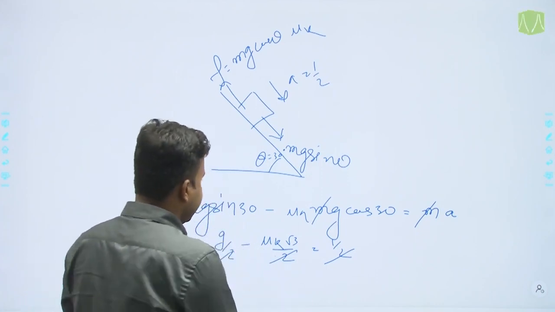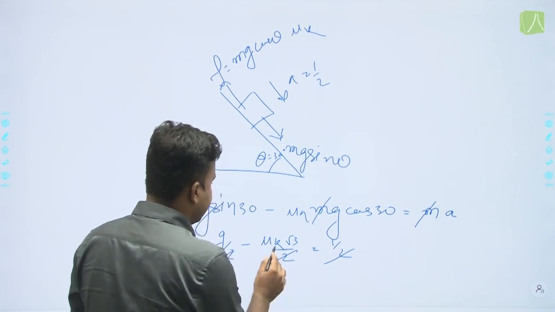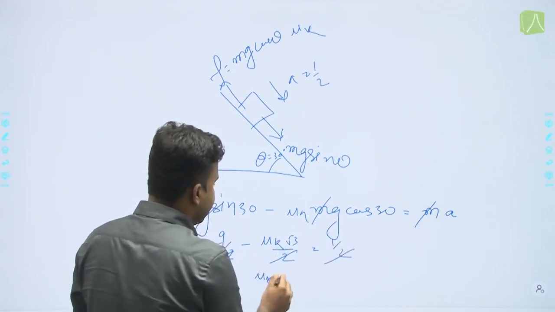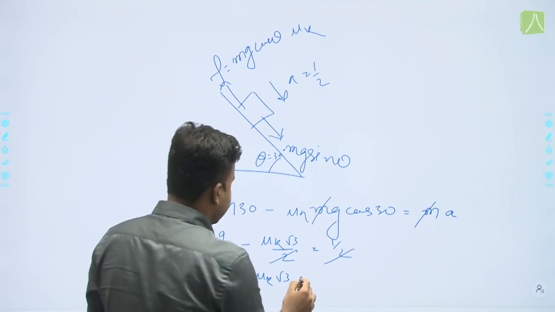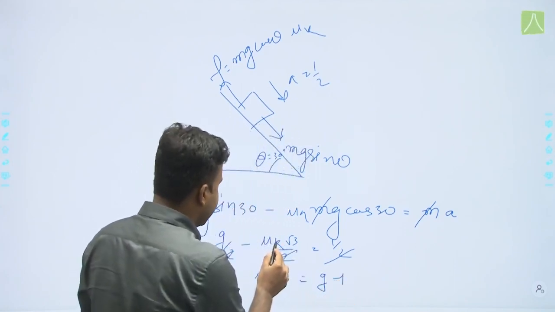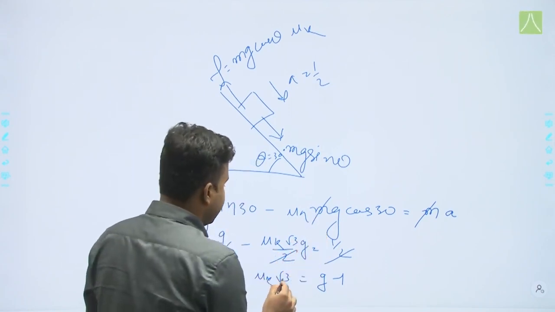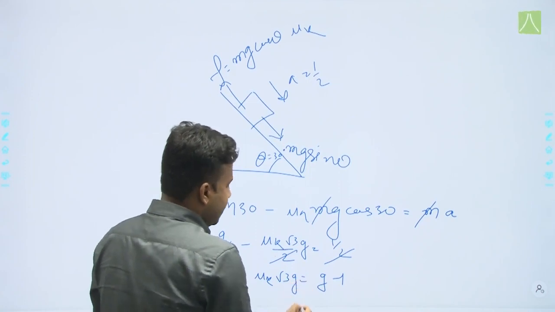From here we have to calculate mu k. So mu k, if you bring this one to this side, mu k root 3 is equal to g minus 1. Sorry, g is here also, so it's g.